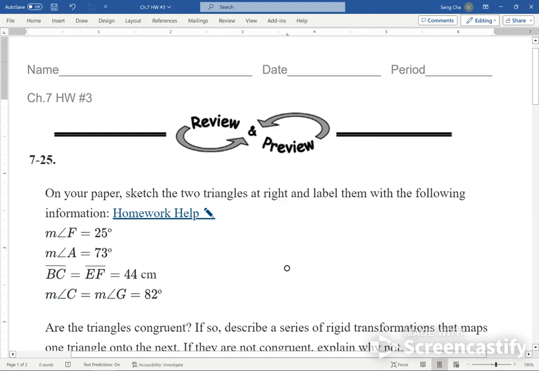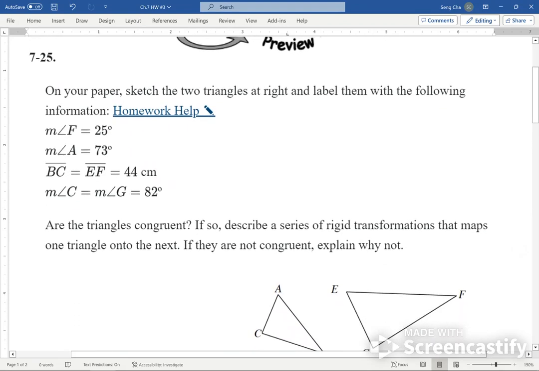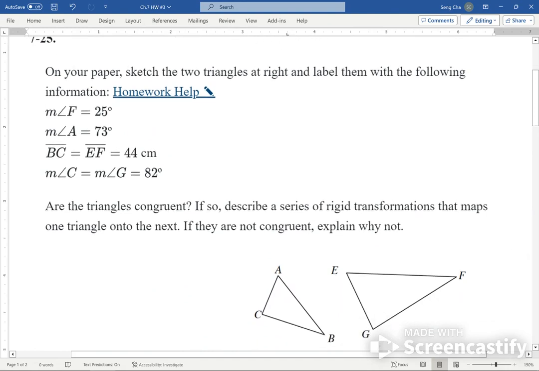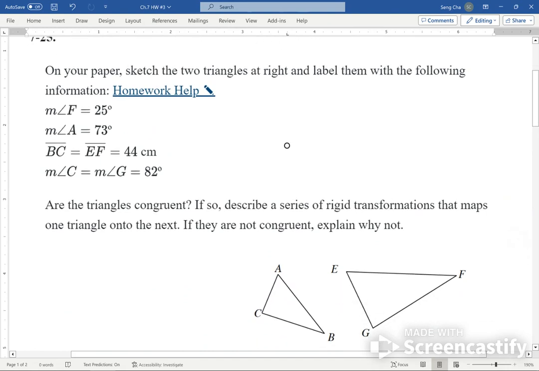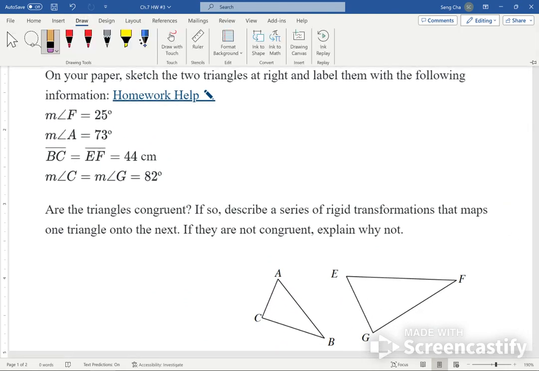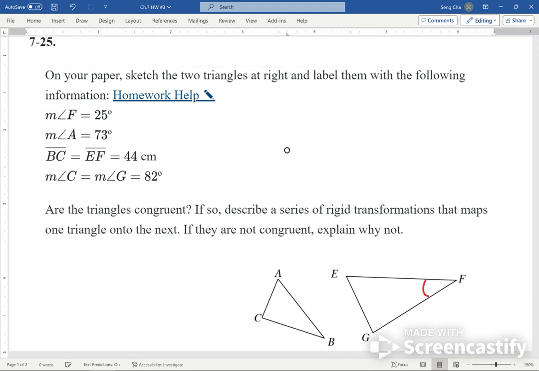All right, let's go ahead and do this. 25. I'm going to go ahead and label these, so you can do it on yours. I'm going to do angle F right here. I'm going to label that with 25 degrees. Angle A, 73 degrees. Okay, and BC, that's 44.